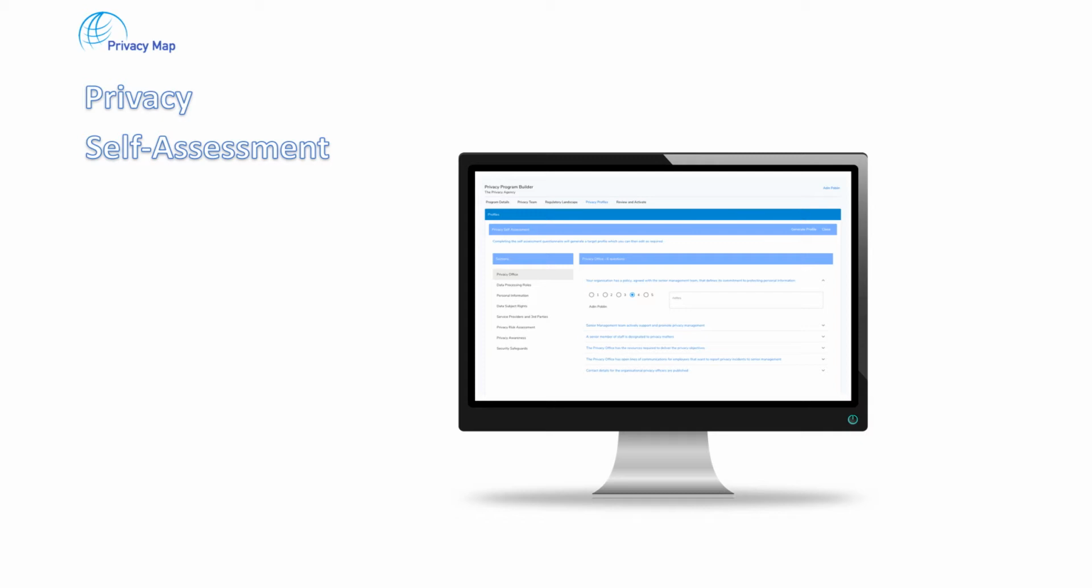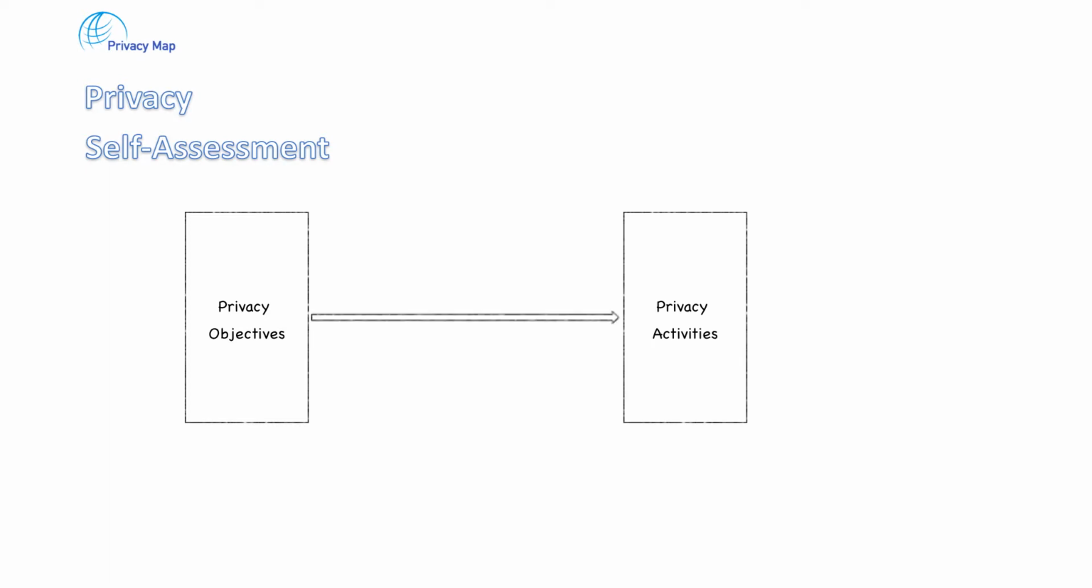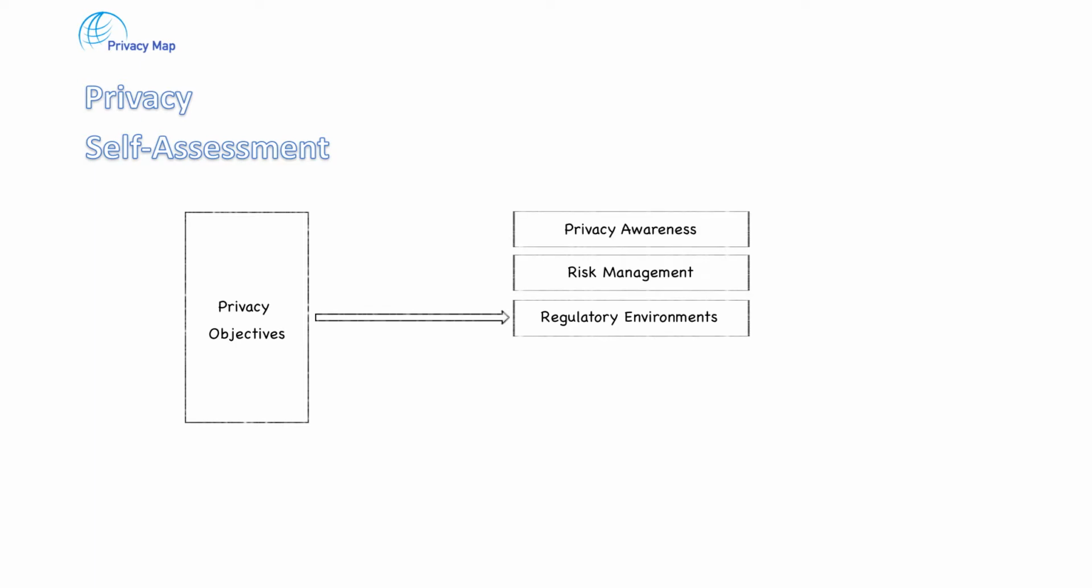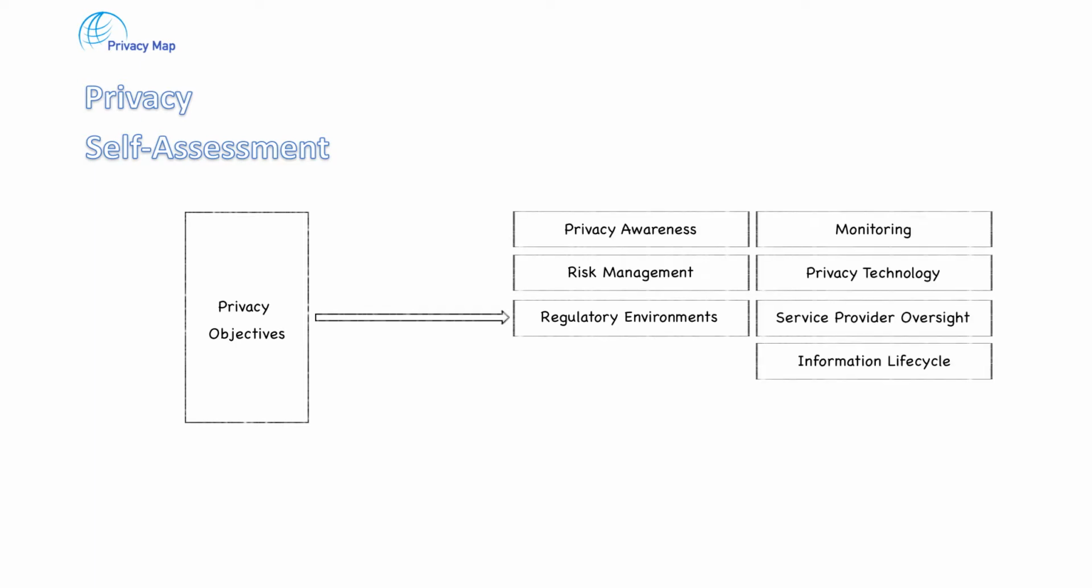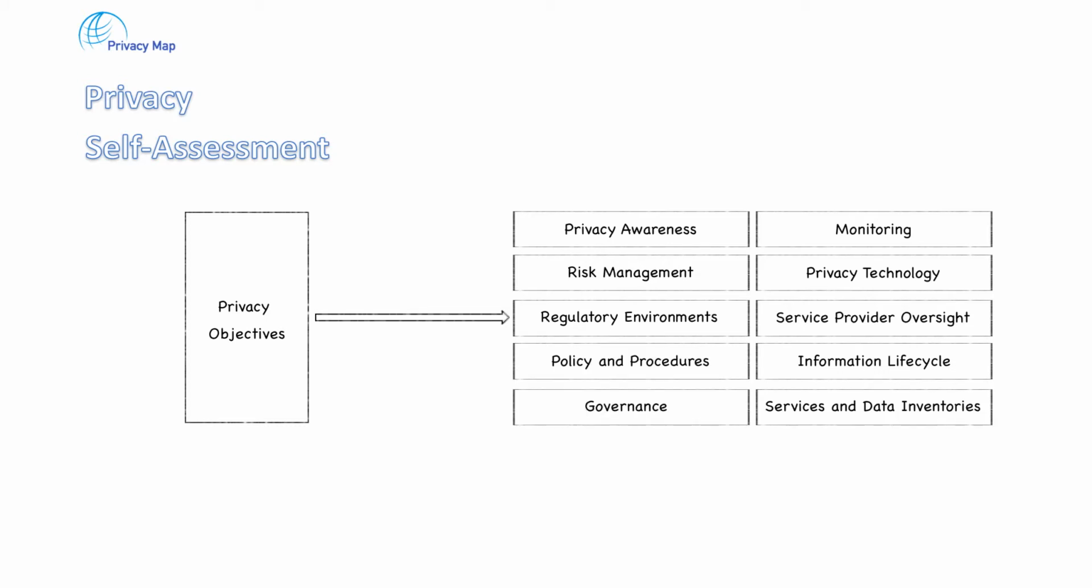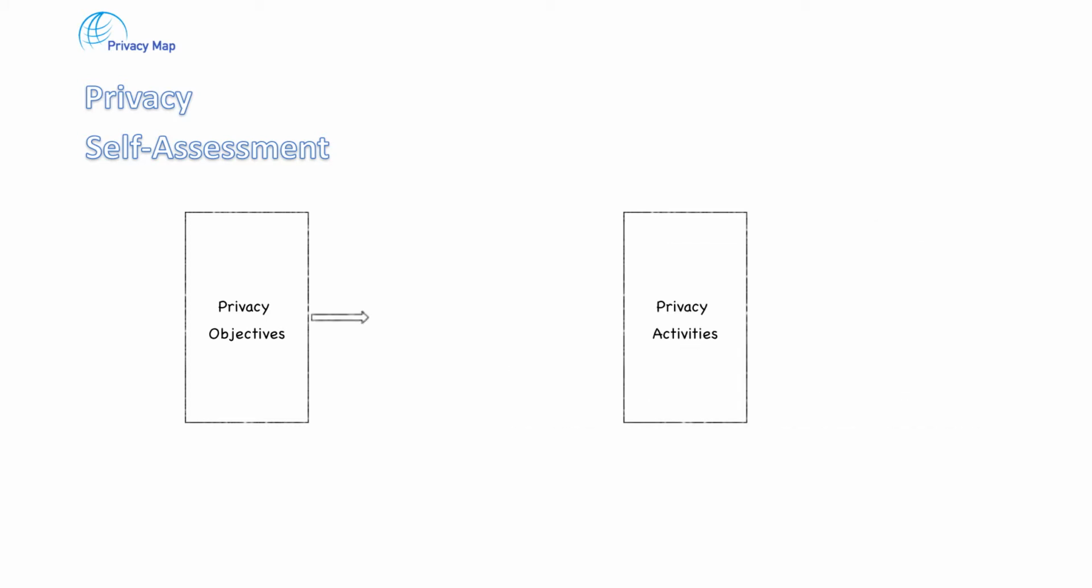Once privacy objectives have been determined by the senior management team, one of the most important steps is to determine what work must be carried out in order to deliver those objectives. Identifying an appropriate set of privacy activities can itself be quite daunting because there is so much to consider. Privacy Map simplifies this part of the process by using privacy self-assessment to generate a set of tasks that can then be turned into active work streams. Let's see how this works.